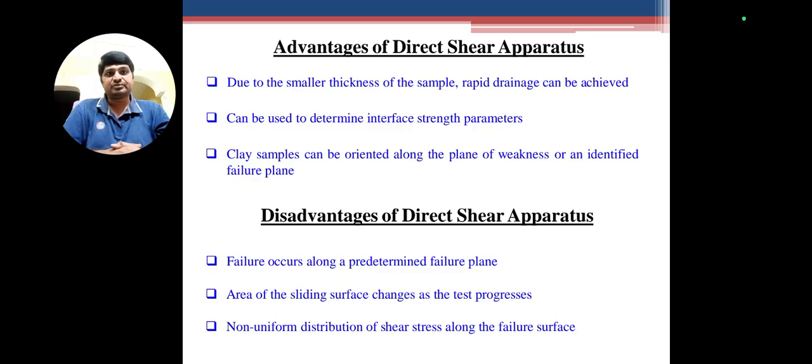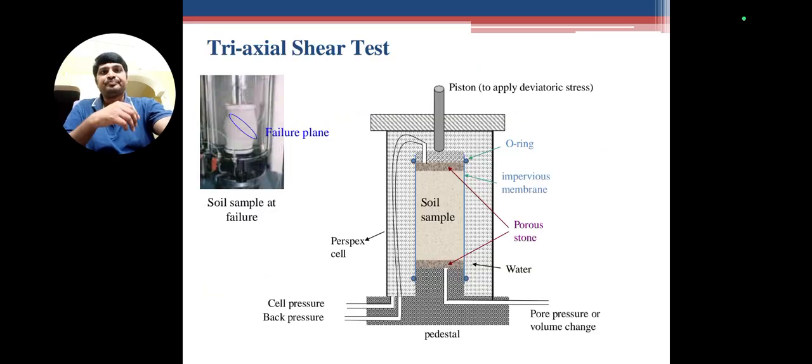So what are the disadvantages? Failure occurs along a predetermined failure plane. Second, the area of the sliding surface changes as the test progresses. Third, there is non-uniform distribution of the shear stress along the failure surface. Like that, the direct shear test may be conducted.